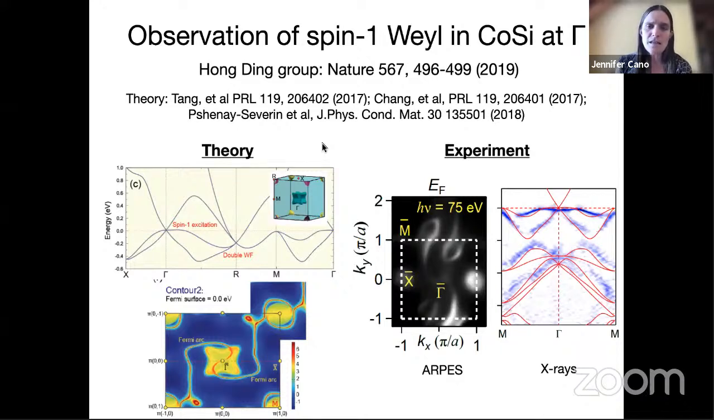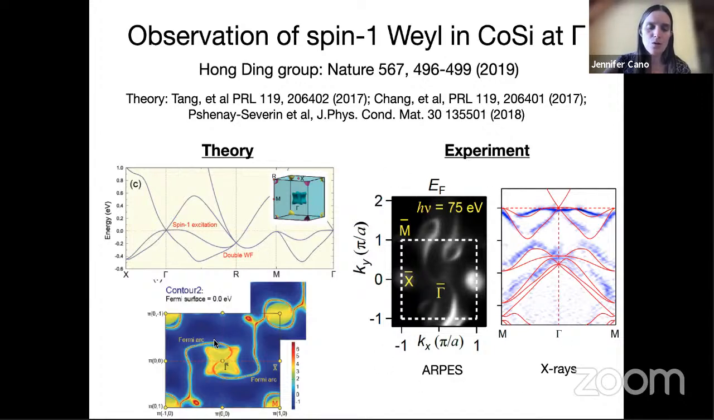So the interesting thing is that these things actually have been observed in the past couple of years since we predicted them, but they're observed in a different way than we predicted. We were looking at materials with spin orbit coupling, but actually in this cobalt silicide, which has negligible spin orbit coupling, you get different degeneracies with or without spin orbit coupling. That makes sense, because spin orbit coupling can give you a spin degeneracy or it can split spin degeneracies. And so in this material, you get these spin one Weyl points at the gamma point. And so they see these in the bulk band structure. So that's what this paper is.